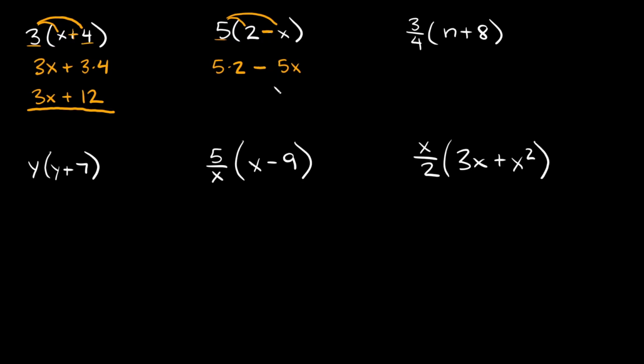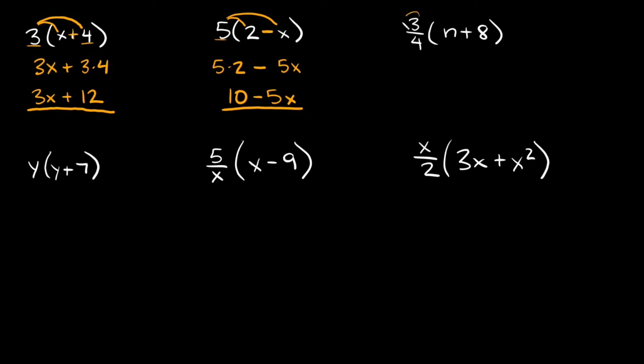Okay, so bring the subtraction down. So simplifying here, we'd have 5 times 2, which is 10, and then minus 5x. Okay, so that would be your answer, 10 minus 5x. Okay, now let's try one with a fraction, but nothing changes. Okay, it's still the same process.